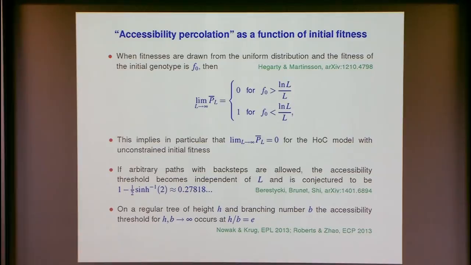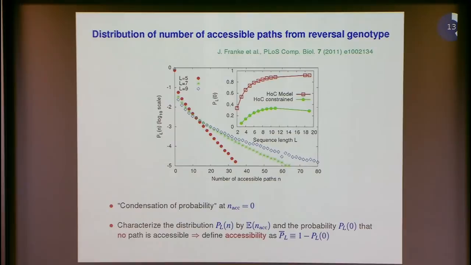Okay, and of course, in particular, if you don't constrain the initial fitness, then this is just the probability of finding a path. And so this tells you that this will approach unity as log L over L.